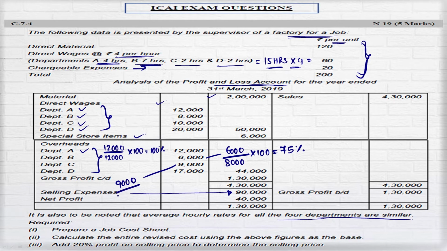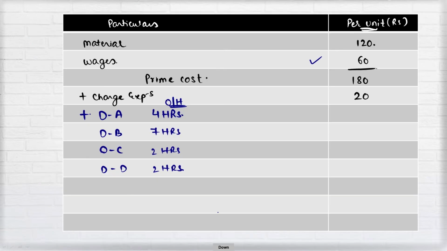Here, 9,000 divided by 10,000 multiplied by 100 will be 90%, and 17,000 divided by 20,000 multiplied by 100 will be how much? 85% of wages. Alright, I will be absorbing overhead in this manner.